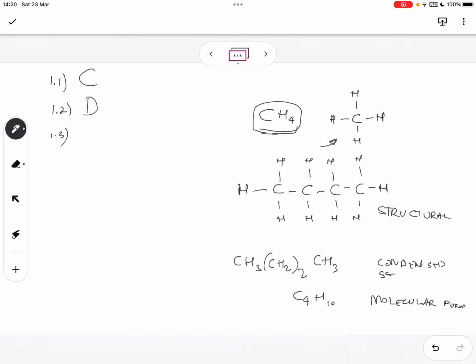So molecular form, condensed structural form, and structural form. Right, so in this case, we've got a CH3, CH2 four times, and a CH3. So it's 1, 2, 3, 4, 5, 6. So this is hexane. The first one is hexane. But it could be branched, yeah.